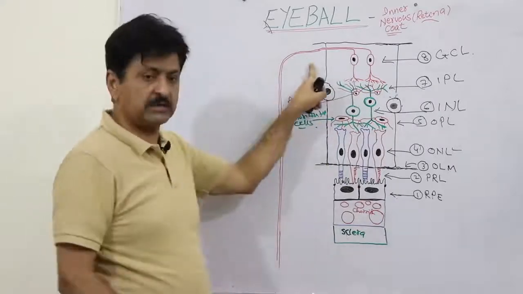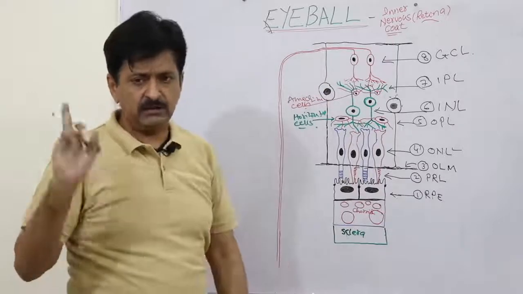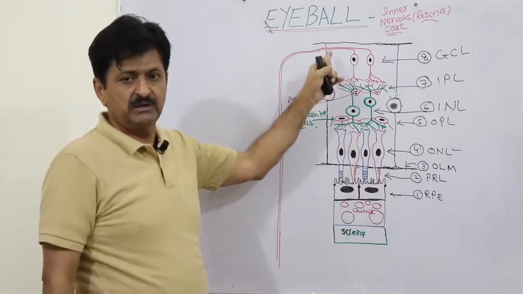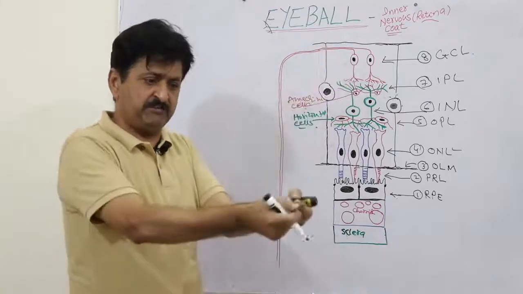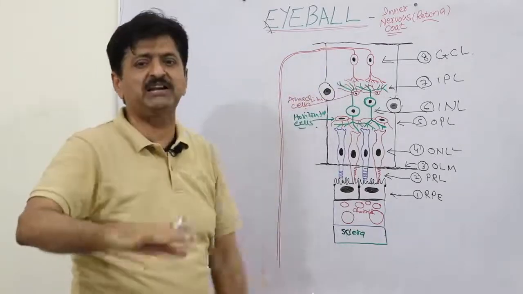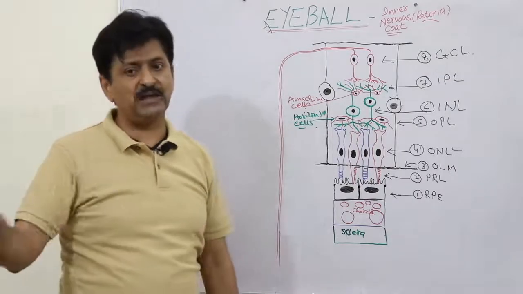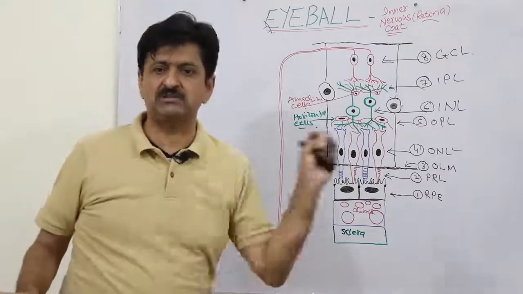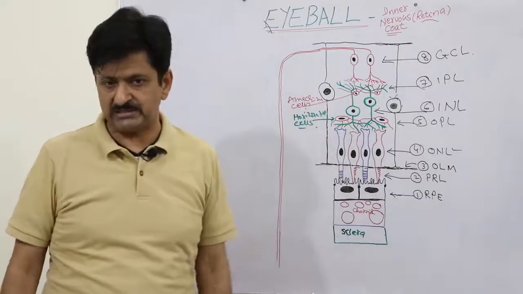The optic nerve should be myelinated, but not the fibers. As long as the fibers are in the retina, they are unmyelinated. But once they leave through the optic disc and come outside, they are myelinated. And the myelination of nerves is usually by Schwann cells, but this time it is not Schwann cell myelination. Myelination here is given by the oligodendroglial cells.